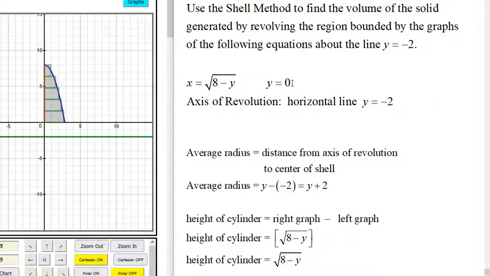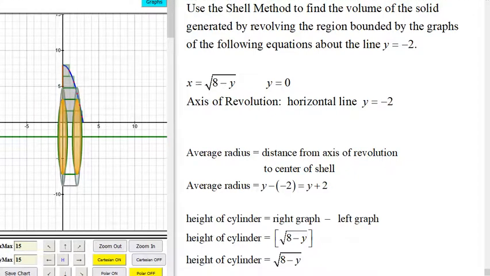So we have this bounded region and we want to revolve it around the line y equal to negative 2. So this is the graph right here for x equal to the square root of 8 minus y. This is the line y equal to 0, and this is our bounded region. And we want to revolve this bounded region around the line y equal to negative 2. So this is the shell corresponding to this rectangle right here.